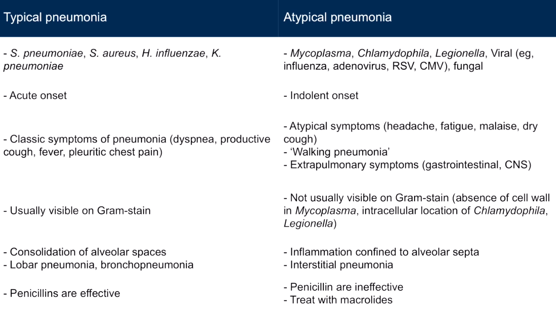chest X-ray. Lastly, in typical pneumonia, penicillins are often effective, whereas in atypical pneumonia, penicillins are ineffective because of either the absence of a cell wall or lack of an extracellular location, characteristics required for penicillins to be effective. So the first-line drugs to treat atypical pneumonia are macrolides, which are protein synthesis inhibitors and do not require a cell wall or an extracellular location.